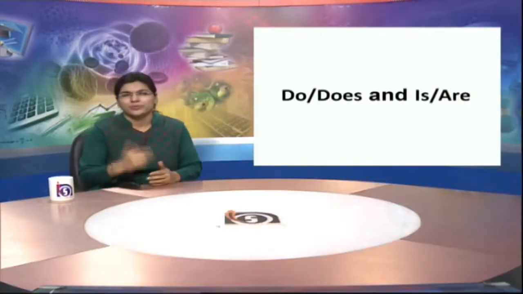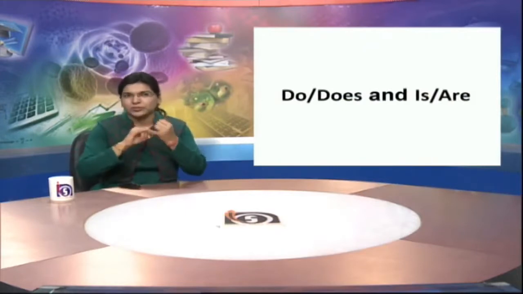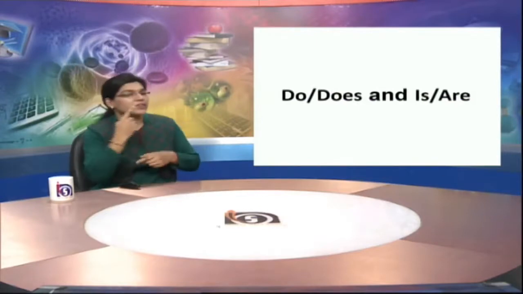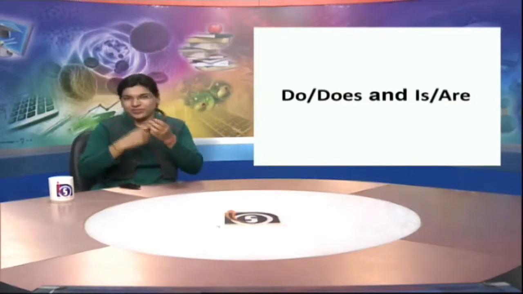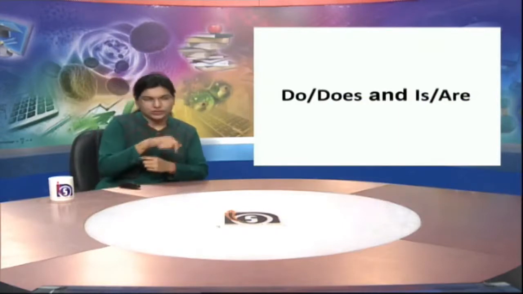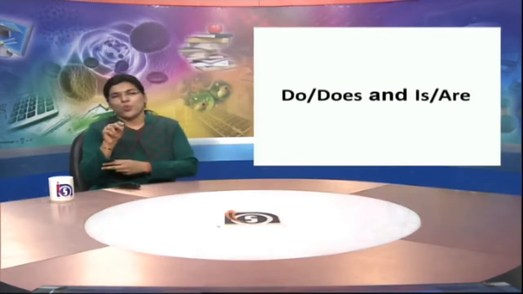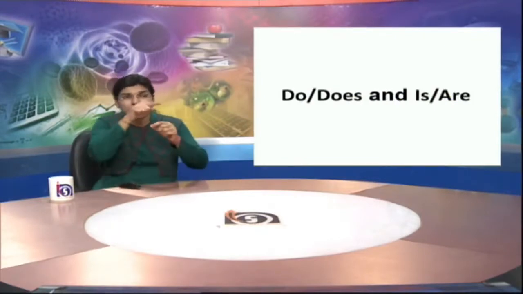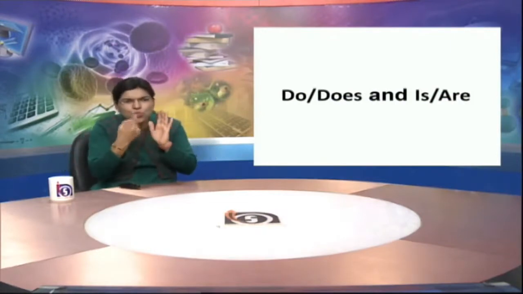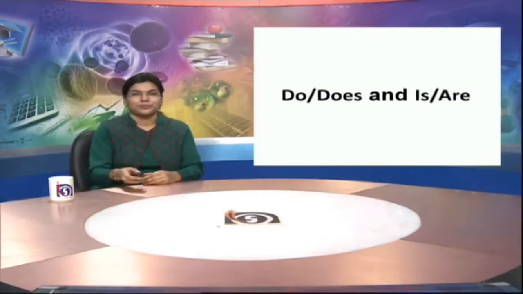So you know that do or does and is and are. What is do and does? It is, in a way, asking a question. Similarly, is and are are also used for asking a question. And the answer is always yes or no. We will further see how to make questions from do and does and is and are.